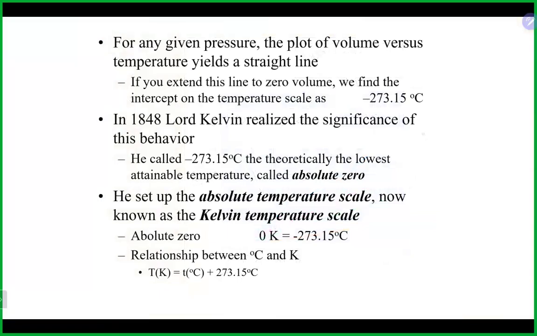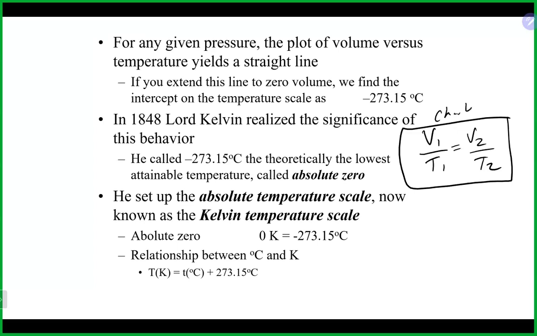So when we look at the two that we just looked at, our Charles' law, V1 over T1 equals V2 over T2, the temperatures here always need to be in Kelvin. Now the volumes, it doesn't matter. The volumes can be whatever unit you want as long as they are the same.